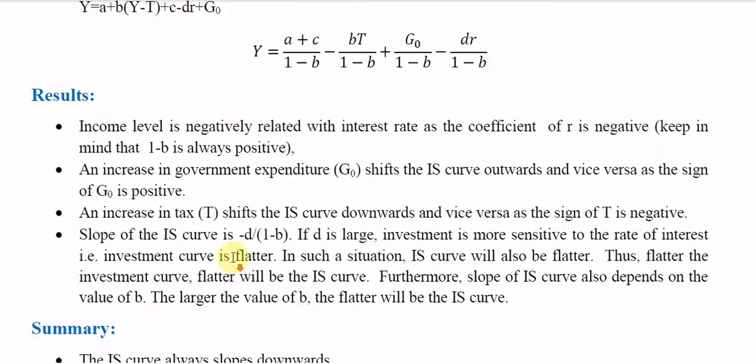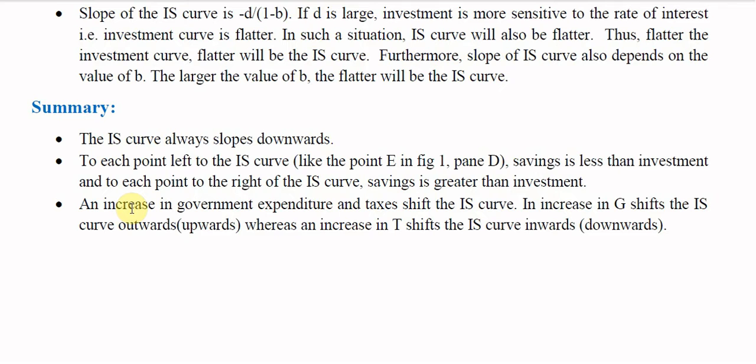The third important result is that the shift factors in the IS curve are the fiscal policy factors like government expenditure and taxes. Increase in government expenditure shifts the IS curve outwards or upwards, whereas increase in tax shifts the IS curve inwards or downwards.